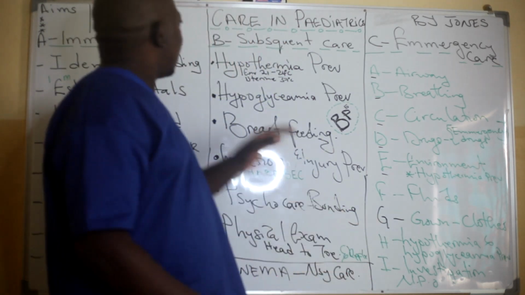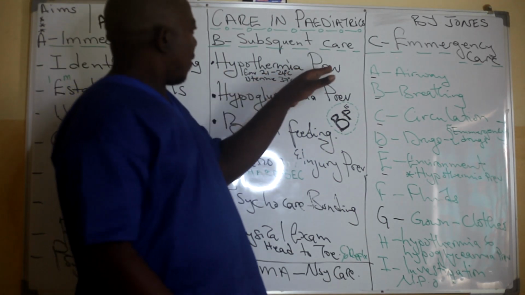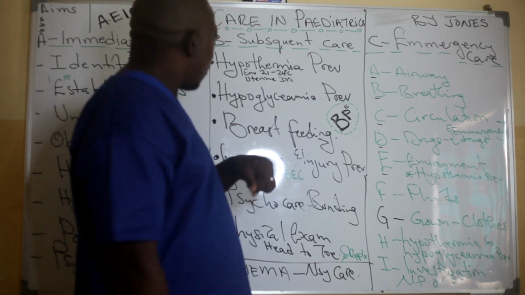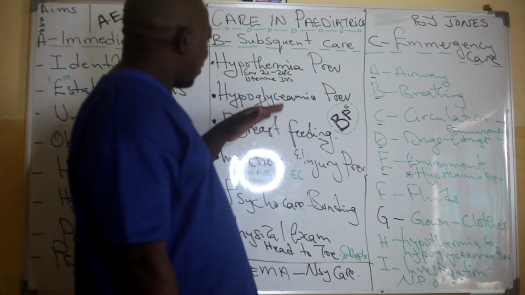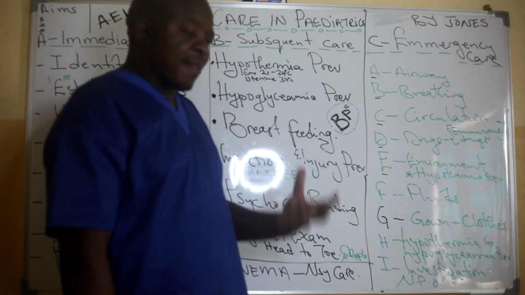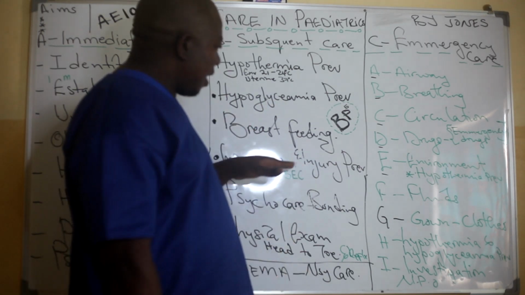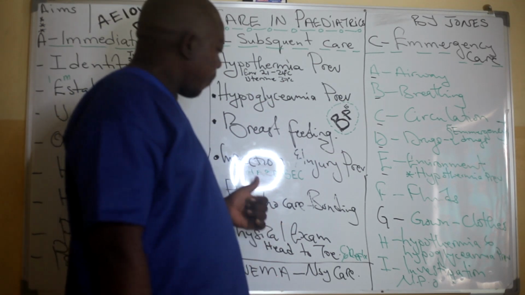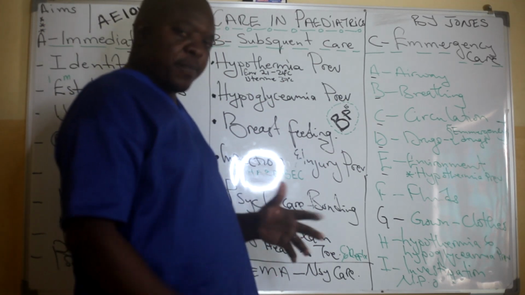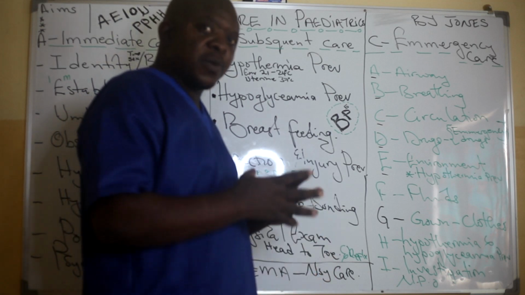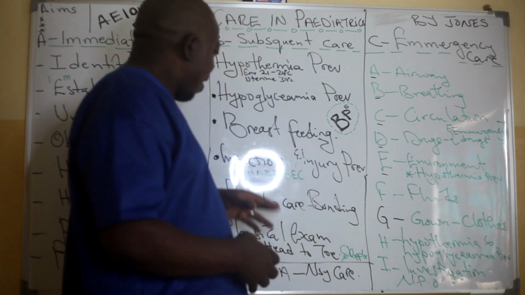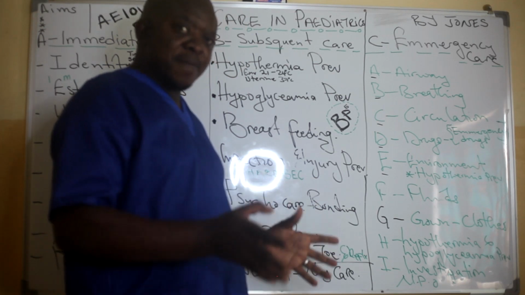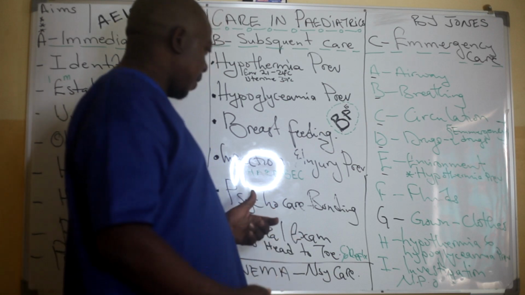And adding more details, hypothermia, we have talked about when we were talking about immediate care of the newborn. Hypoglycemia, we have talked about this too, so the interventions are the same. Infection and injury prevention, here we are necessarily looking at hand hygiene. People that are attending to the baby should practice adequate hand hygiene. The attendants to the baby should be free from infection, especially respiratory tract infection.